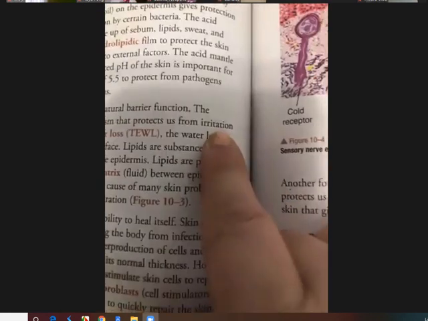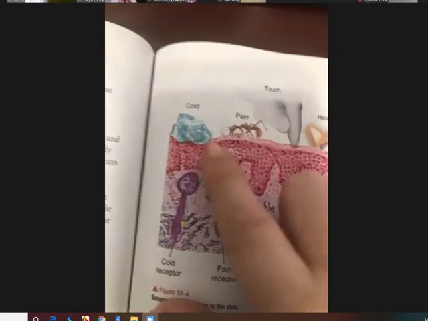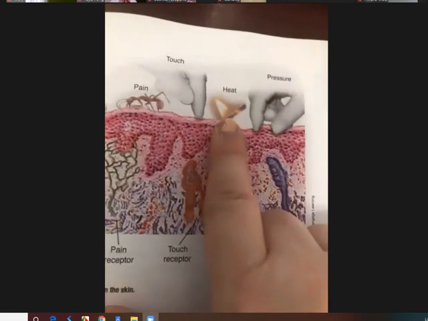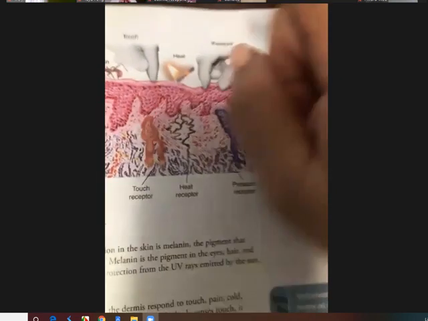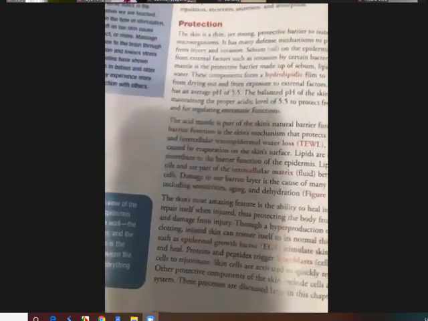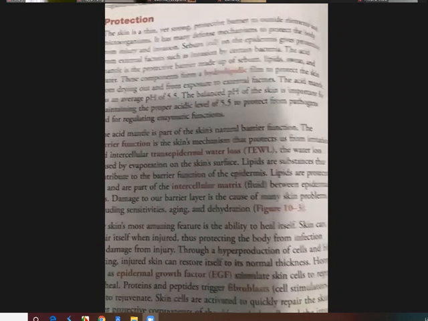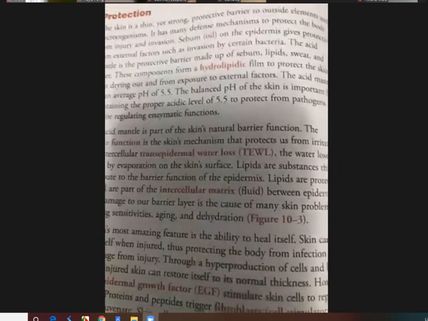That protects us from irritation. Irritation like what? Cold, like an insect bite, right? Cold, pain, or heat, or you get pinch, okay? So the acid mantle protects us from all this, okay? Irritation, okay? And intercellular water loss. Okay, remember this, TEWL, transepidermal water loss.